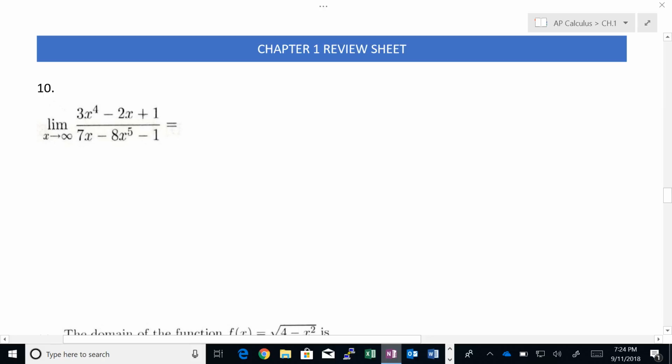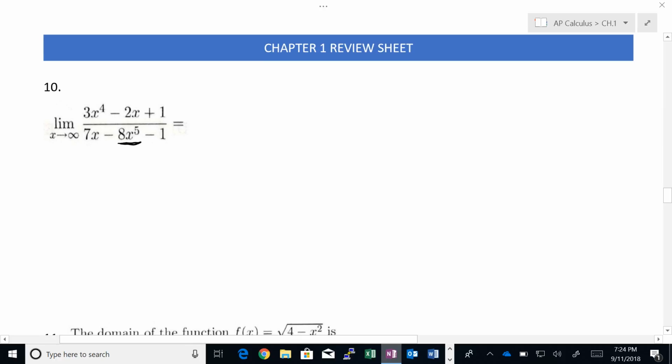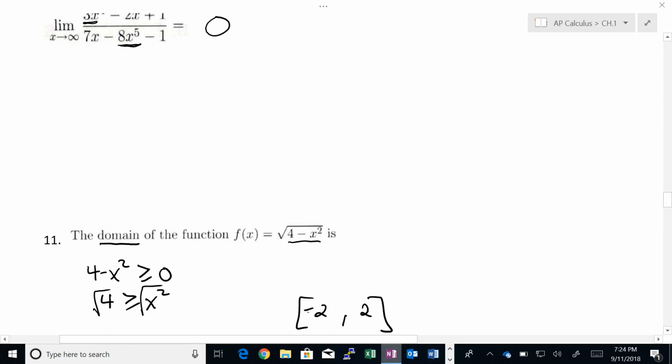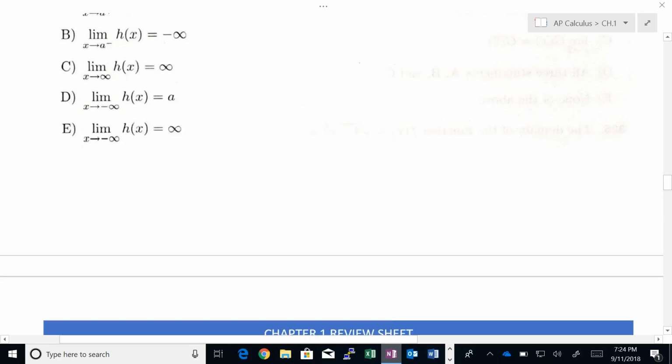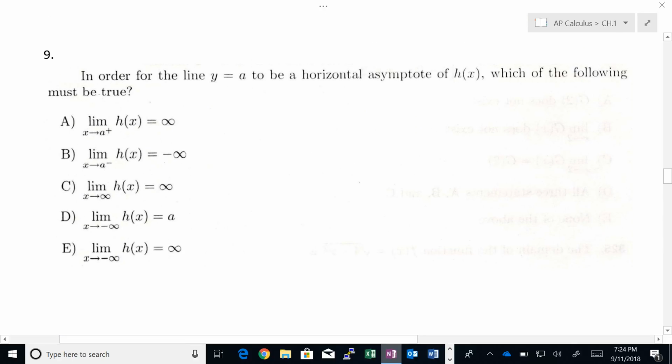All right, we didn't do this one, but again, the leading coefficient actually is this one. And then you got this one up here. So when the degree of the denominator is greater, it goes off to 0. This one was D. I think we did that in class. You should be good.